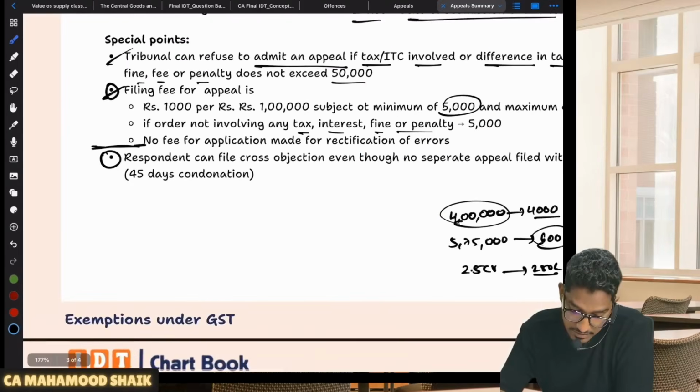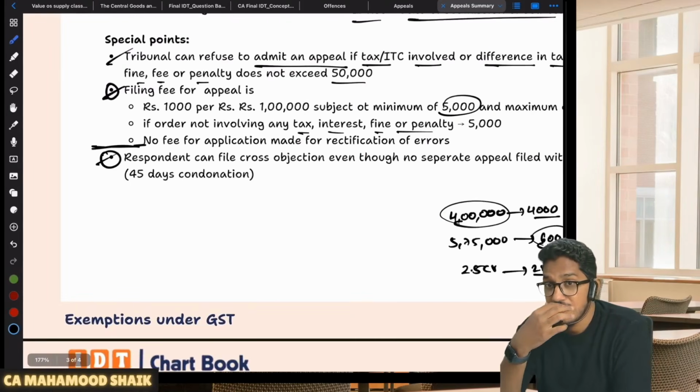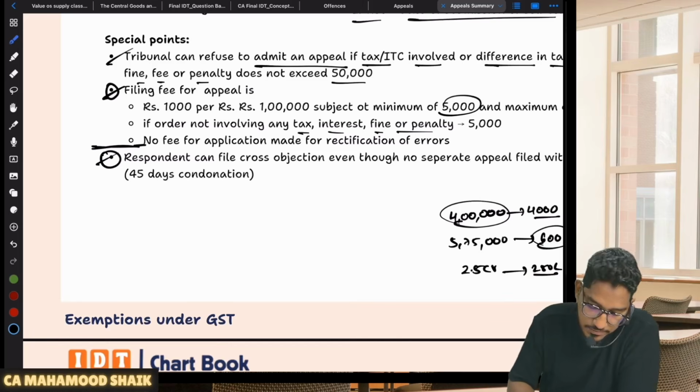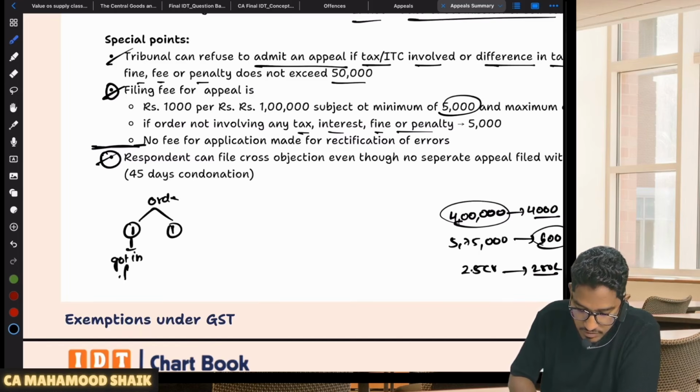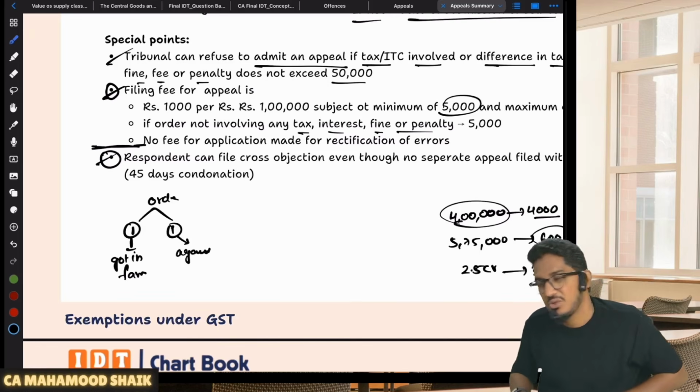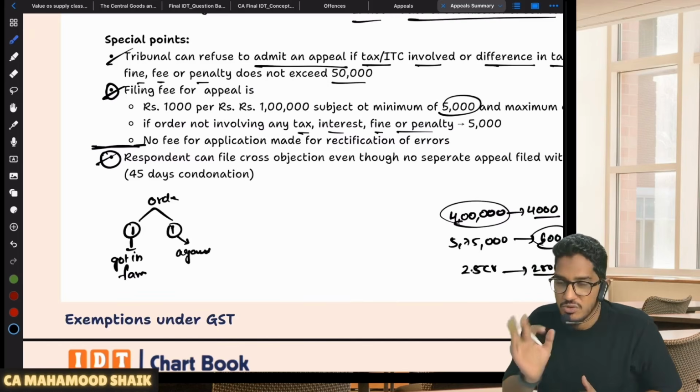Understood? Now they have given one more option for the registered person. Let us say, for example, you got an order where two issues are there. One issue you got in favor, and another issue is against you in that order. But you did not challenge it. You did not file an appeal. Why? Because one thing you got in favor, you thought why have all this headache. Let us ignore it. You are not challenging it.